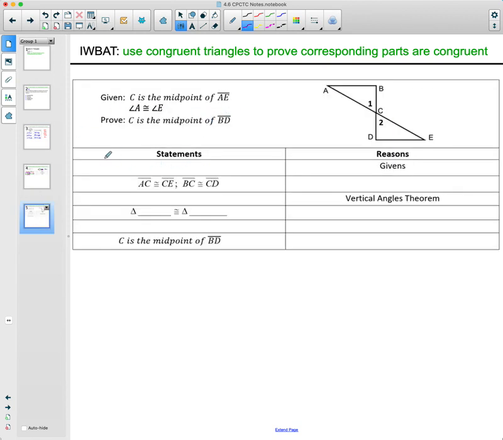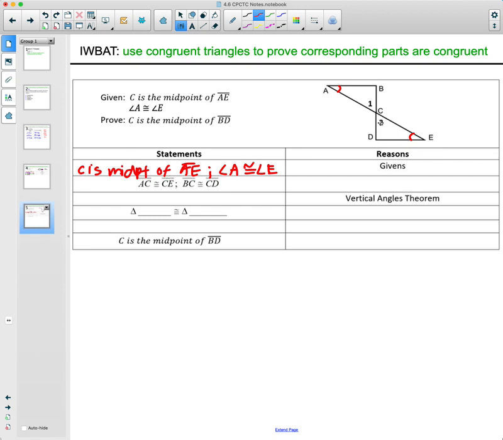Next one, let's start with the givens. We're given that C is the midpoint of AE and that angle A is congruent to angle E. We'll write both of those down, and I'll mark that on the picture. So right now we've got angle A congruent to angle E. The other given has a word in it, so we're going to have to break down this word.